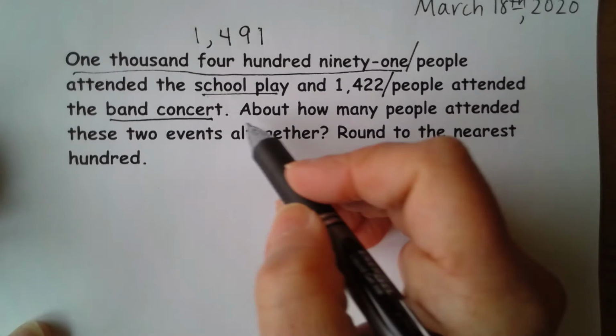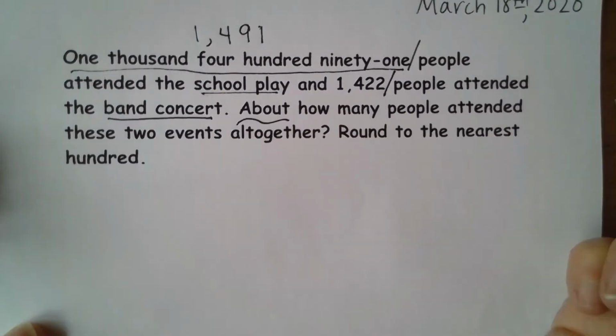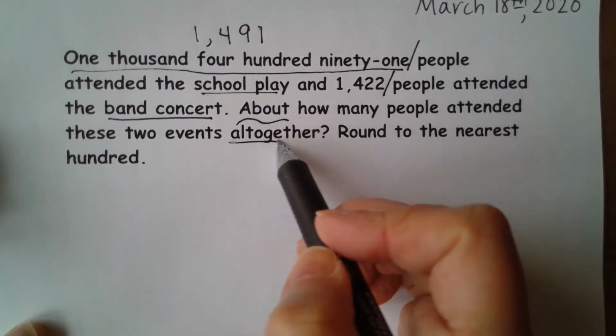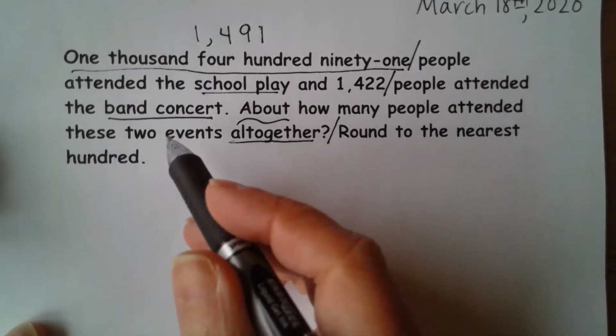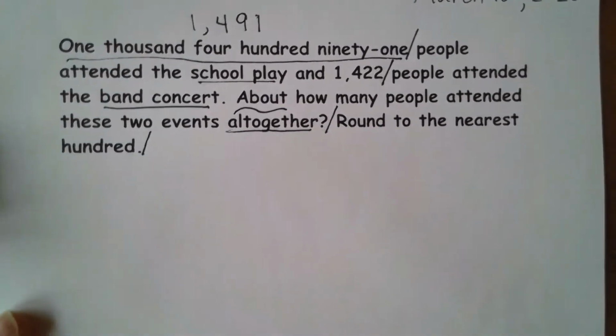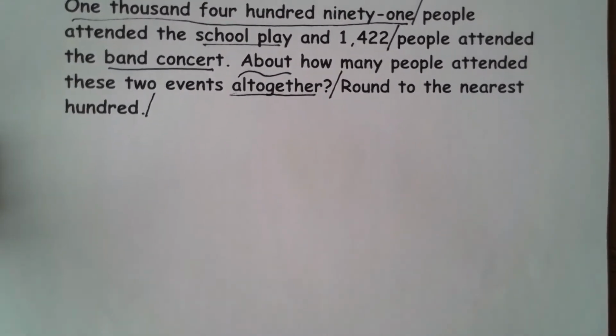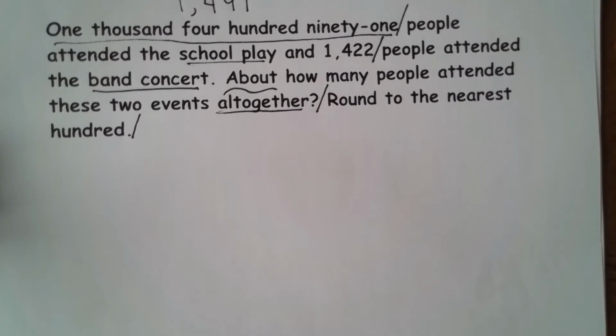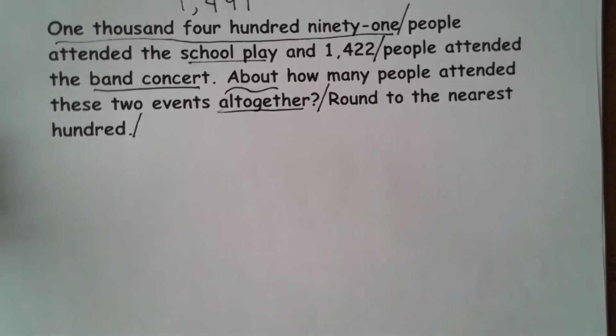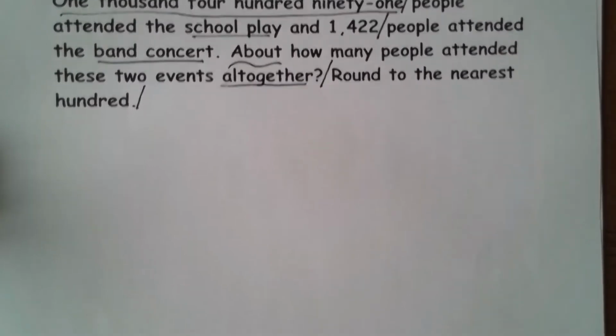About how many people attended these two events altogether? Chunk. And then it says round to the nearest 100. Okay. Before I even get all overwhelmed, I'm going to answer the question being asked. About how many people attended these two events altogether?